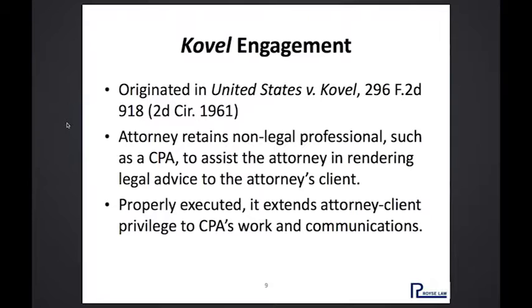Well, the attorney would retain the non-legal professional, such as a CPA, to assist the attorney in rendering legal advice to the attorney's client. And properly executed, the Kovel letter engagement extends the attorney-client privilege to the CPA's work and communications.